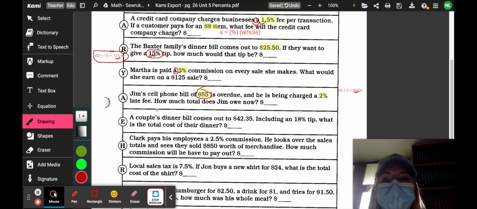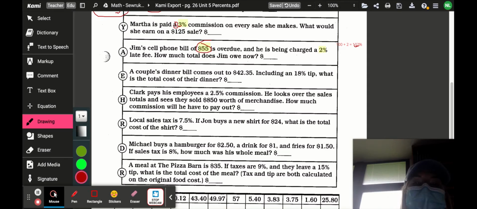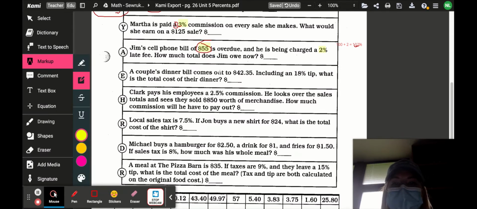All right. For E, a couple's dinner bill comes out to $42.35, including an 18% tip. What is the total cost of their dinner? So again, this is the one I tried to do before. Here's their dinner bill, $42.35. Here's how much tip. Well, 100% of the bill is $42.35.